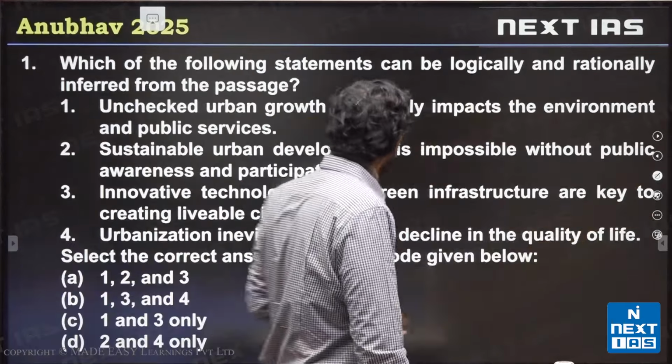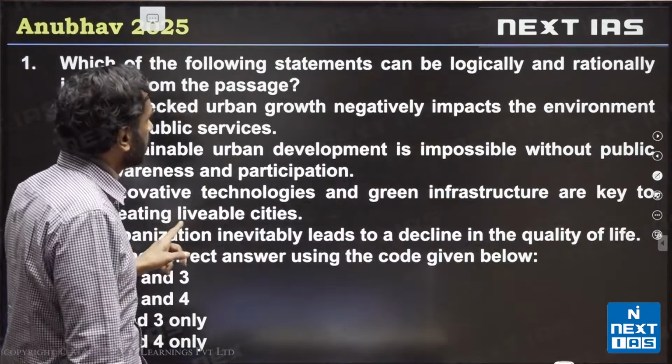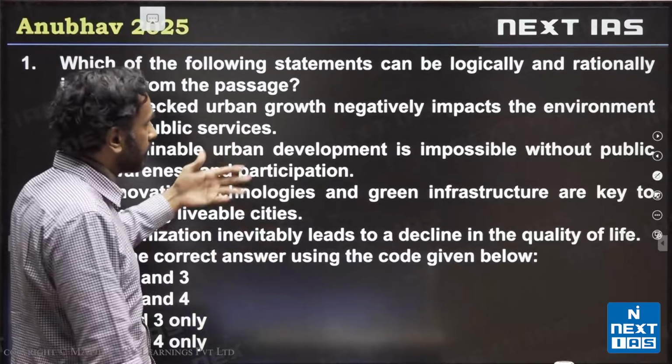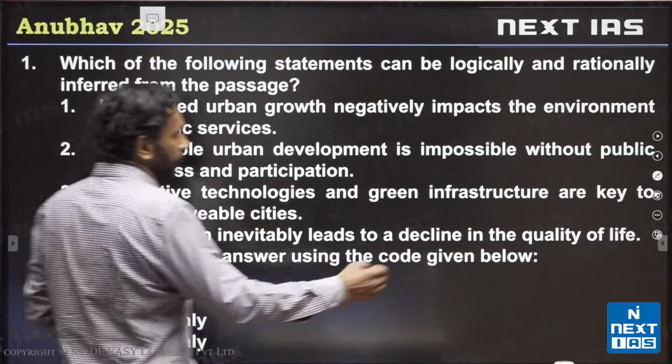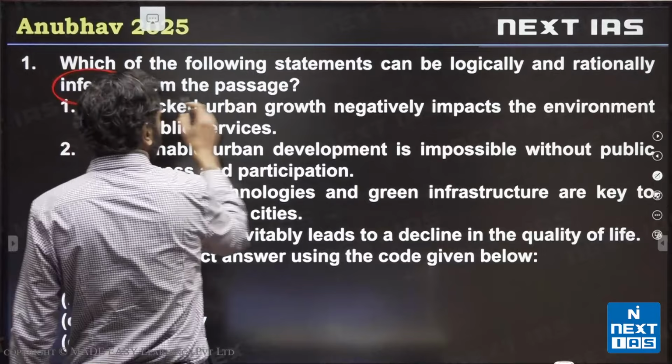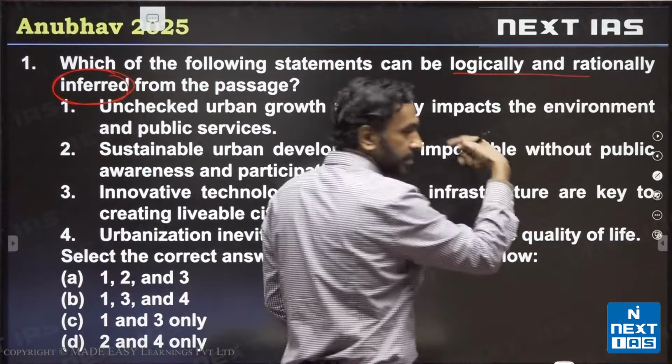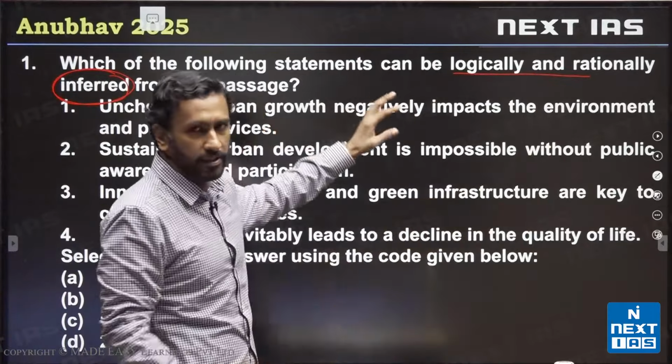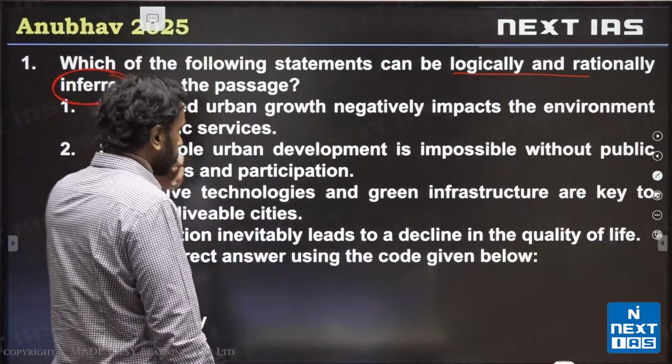Now let's go to question 1. Question 1 is asking which of the following statements can be logically and rationally inferred. If you've attended classes with me, you know that we focus only on the word inferred. These words can be changed and UPSC does change them frequently. They don't really have any impact. We just focus on the word inferred.